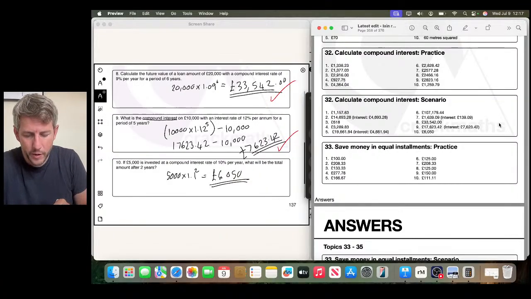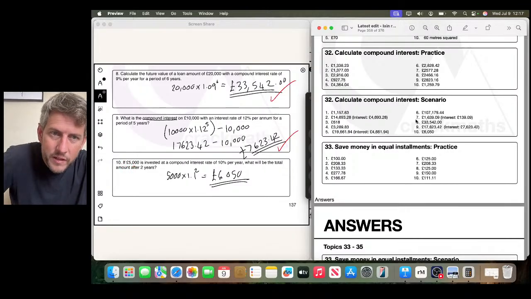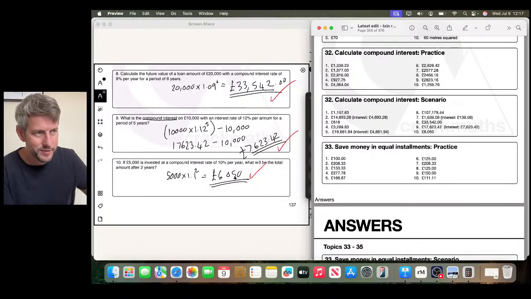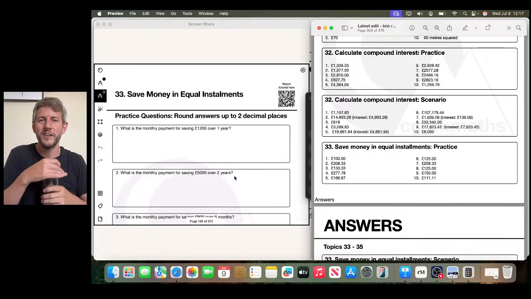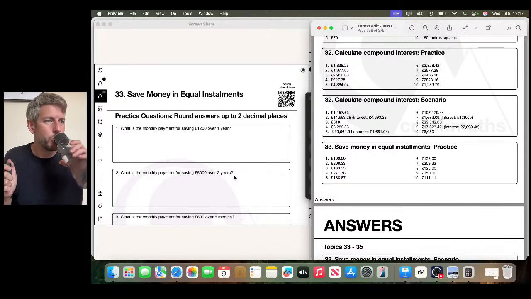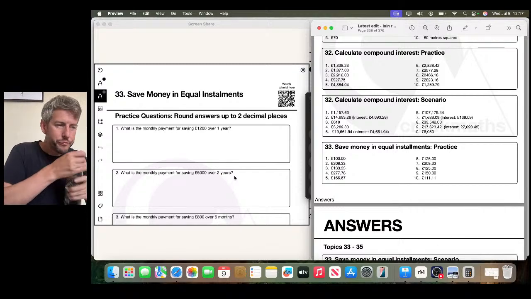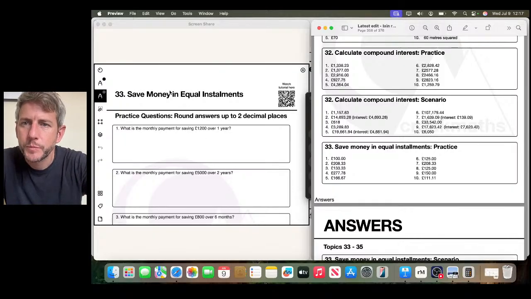Right, so here we go. Next one we've got, if £5,000 is invested at compound interest, well, we don't need to read that. 6,050, 6,050. Yeah, so they are both correct. Right. Let's keep pressing on. New question, new topic. That's nice. Save money in equal instalments. Okay, so let's see.